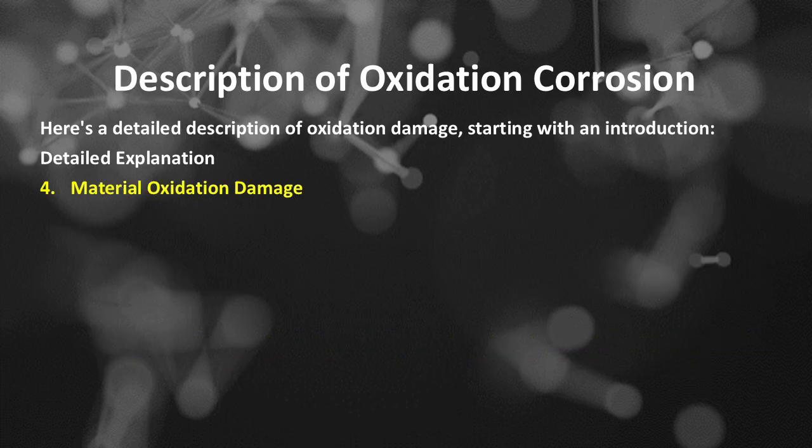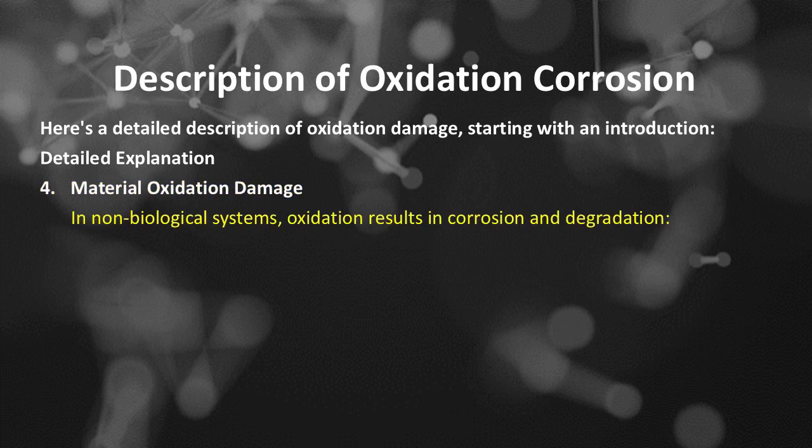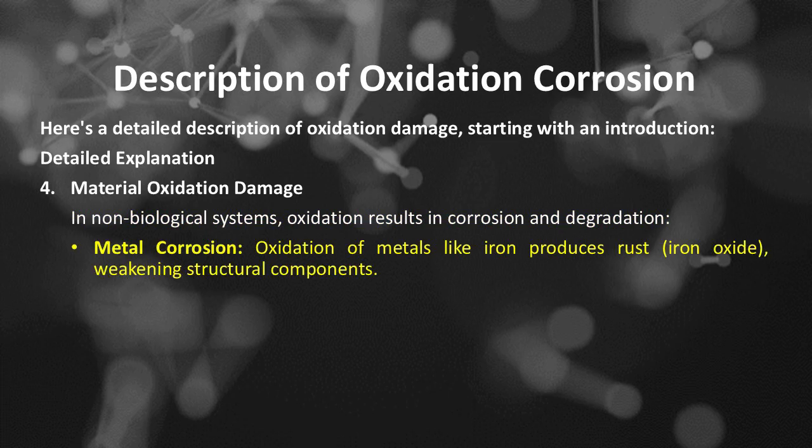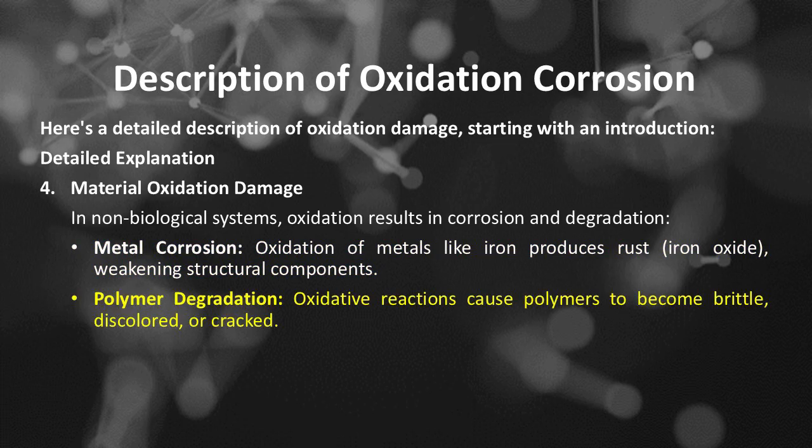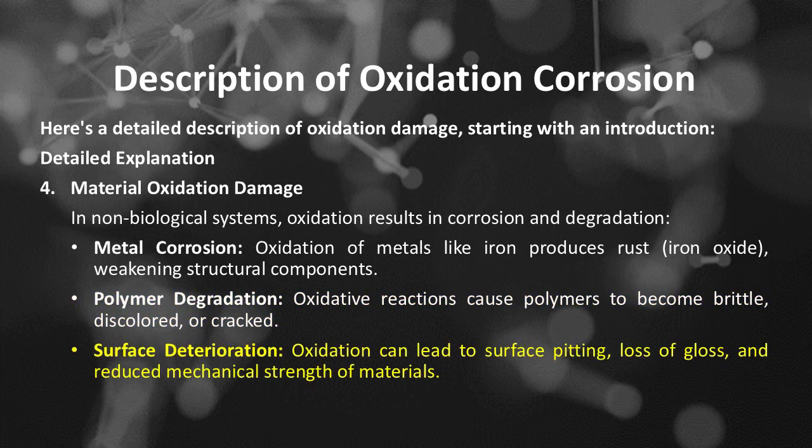Number 4 of detailed explanation of oxidation damage is material oxidation damage. In non-biological systems, oxidation results in corrosion and degradation. Metal corrosion: oxidation of metals like iron produces rust, iron oxide, weakening structural components. Polymer degradation: oxidative reactions cause polymers to become brittle, discolored, or cracked. Surface deterioration: oxidation can lead to surface pitting, loss of gloss, and reduced mechanical strength of materials.